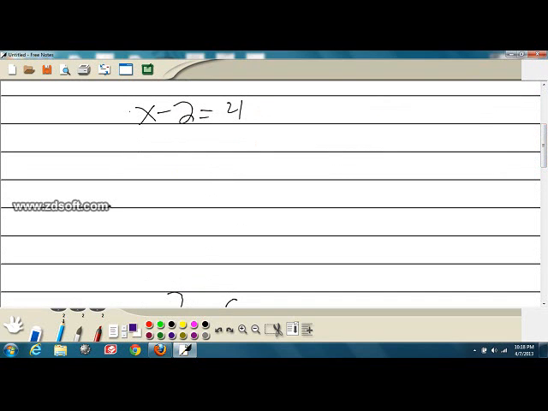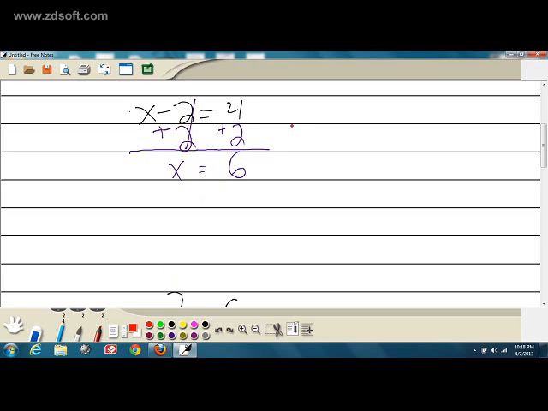X minus 2 is equal to 4. Well, x minus 2. So we're saying a number, we subtract 2 from it, we get 4. So we subtracted 2, so we need to do the opposite of it. The opposite of subtracting is addition. So we're going to add 2. But again, what do you do to one side? You do to the other. So it cancels out. So you have x is equal to 6.